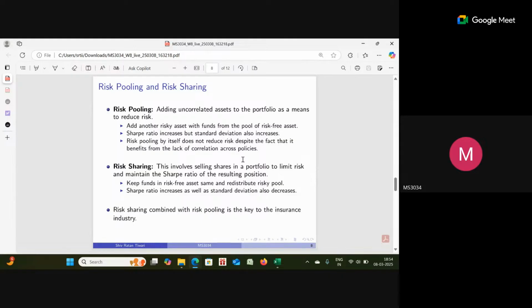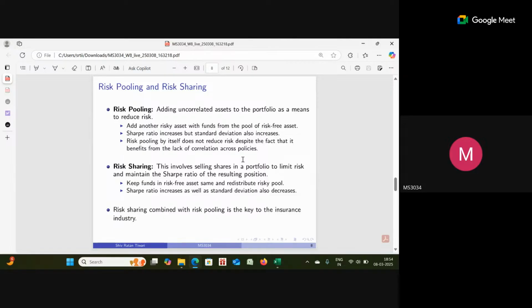So let's suppose at the start you are investing 60% in risk-free asset and 40% in risky asset. Now one more risky asset comes to you. Then you invest 40% from the risk-free asset funds into the risky assets. In this case, the Sharpe ratio increases, but the standard deviation also increases, and in that case there is not much benefit.